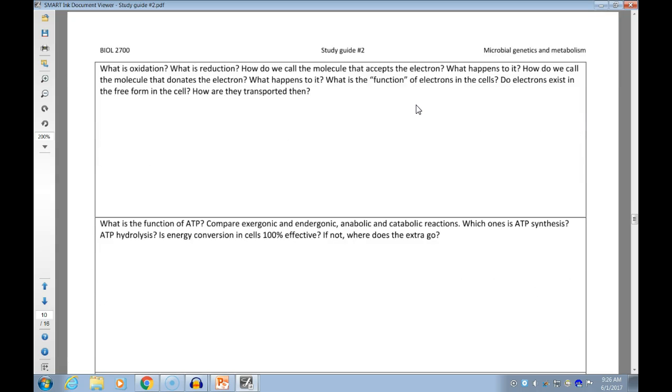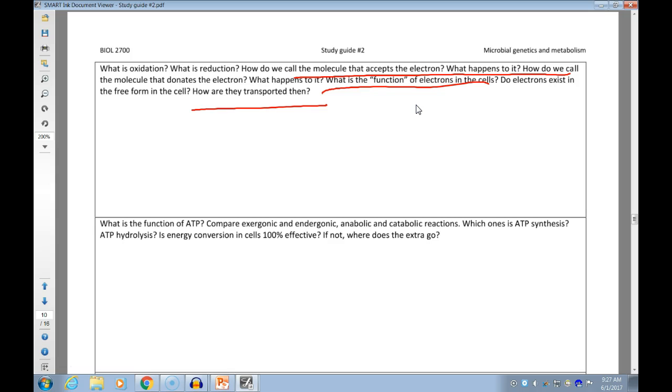Oxidation reduction. Be comfortable with the terms, electron transfer. It's actually very exhaustive. Function of electrons in the cell: high energy electrons actually transfer energy from one molecule to another. Electrons are transferred by the electron transporters.